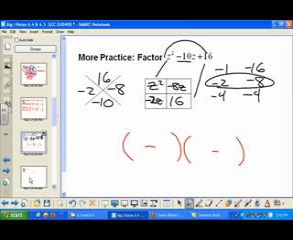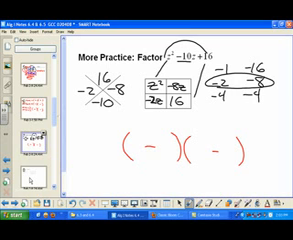Now, does it matter which one? Could I have made it negative 2 and negative 8? Yeah, it doesn't matter either way. So now I can factor. I know that both have to be negative at the end, so what can I factor out here?